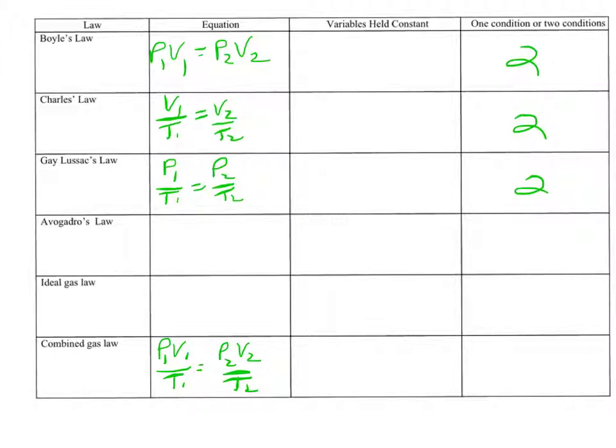That only leaves one variable that doesn't change, and that is if you have the same sample of gas, or the amount of gas. Again, this is going to be a two-condition law, so you have to decide what variables are changing so you know which rule to apply.